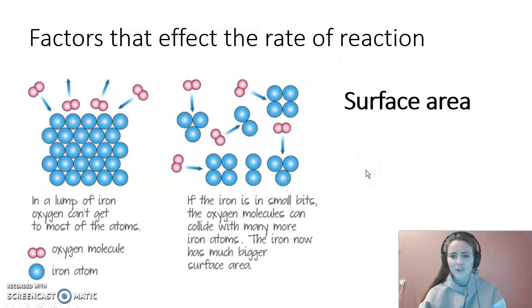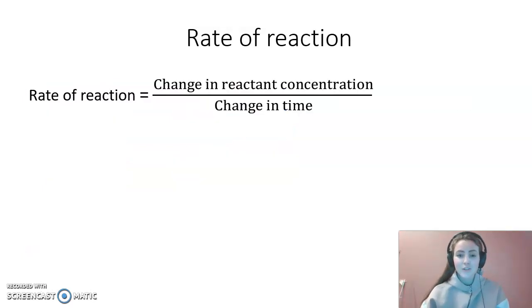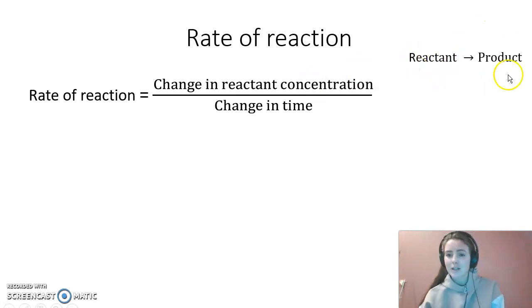But what is actually a rate of reaction? It is something about how fast something reacts. The definition of rate of reaction is the change in reactant concentration divided by the change in time. But why do we have reactant concentration and not product concentration? If we imagine a reaction is happening, you go from reactant to product. So it doesn't matter if we look at the product or the reactant. But it can be easier for us to look at the concentration of the reactant, because that's what we start with. We know how much we start with.